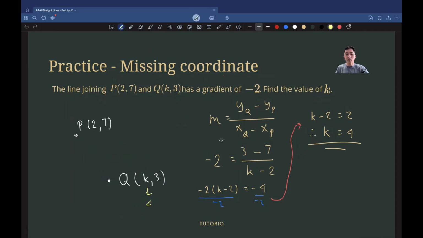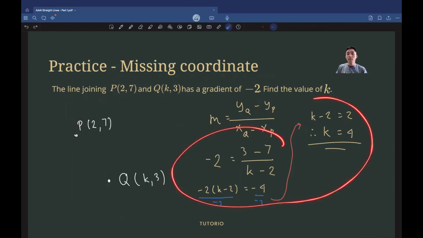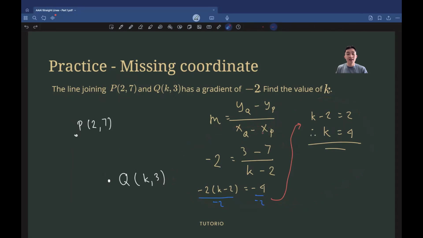For AA students, you are expected to also be able to do this by hand. But for AI students, you will have access to calculators. So I'm going to show you how to do this on the calculator.